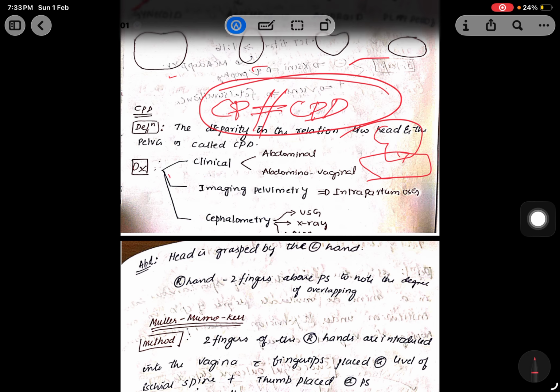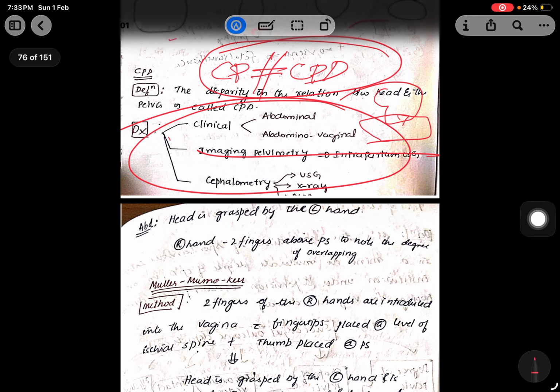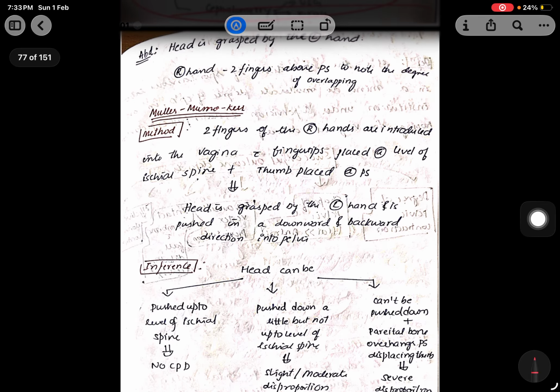Again, for diagnosis, basically what we do is we try for a trial of vaginal delivery. If you have a prolonged labor and all those things, then we can do clinical pelvimetry. Then we can diagnose it. Though for the exam we'll write this, nobody goes for imaging and cephalography. Okay.